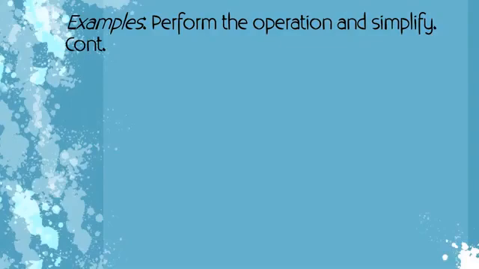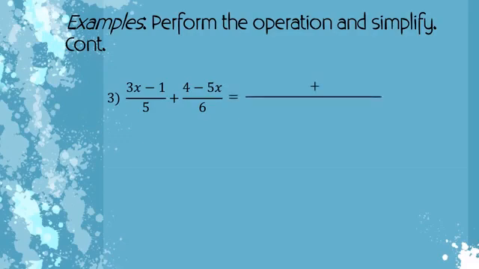Okay, so we have our number 3 example. Okay, so you have 3x minus 1 all over 5 plus 4 minus 5x all over 6. And so as you observe, they have different denominators. So the first step is to get the least common multiple of our denominators.